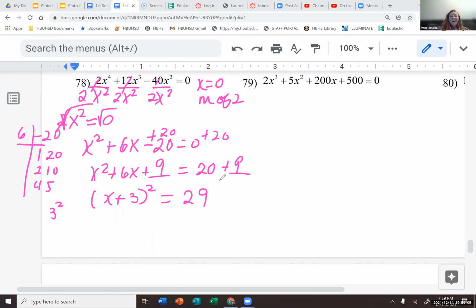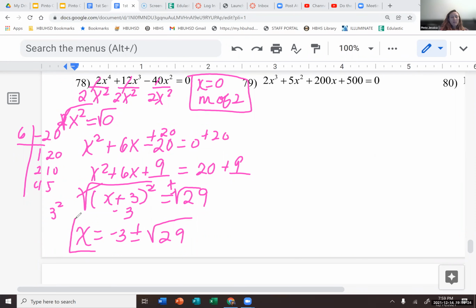So now I get to take the square root of both sides, and I remember to do plus and minus here. This cancels, and I'll subtract 3 to get x is equal to -3 plus or minus rad 29. So I've got 0 multiplicity of 2, that was 2 answers, and then these are 2 more answers. So for a total of 4. Hooray. Okay, looking at 79, that one is a totally different type of work because it's an exponent of 3.